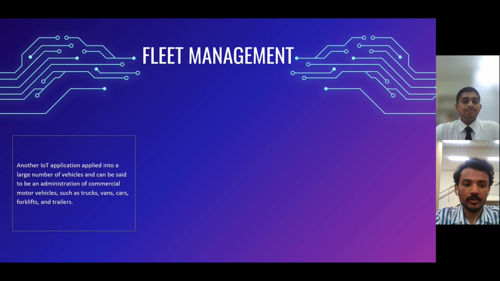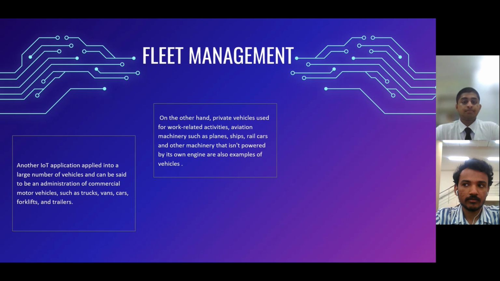Fleet management is another IoT application applied into a large number of vehicles and can be said to be an administration of commercial motor vehicles such as trucks, vans, cars, forklifts, and trailers. On the other hand, private vehicles used for work-related activities, aviation machinery such as planes, ships, rail cars, and other machinery that isn't powered by its own engine are also examples of fleet management vehicles.